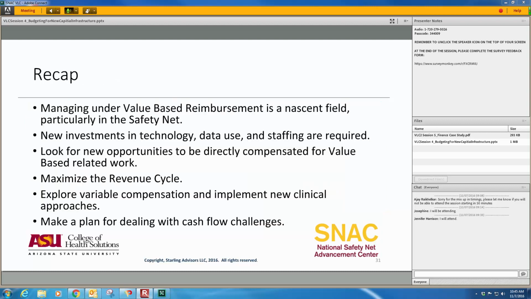I am going to transition to Amanda, who's going to take you through budgeting for some of this stuff. But I wanted to just quickly wrap up by saying this whole idea of managing under value-based is a particularly nascent field. It's pretty new, particularly in the safety net. And it is requiring us to think about a whole bunch of new investments and looking for opportunities to make these models work. I think it requires us to be very aggressive in seeking ways to be directly compensated for the value-based work that we do.